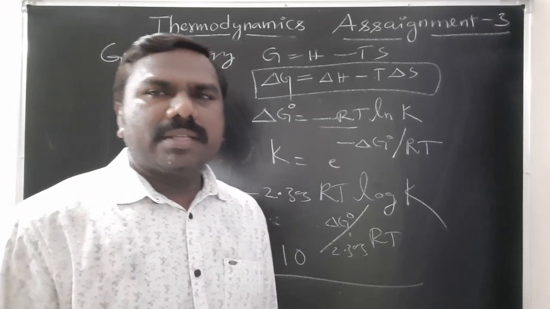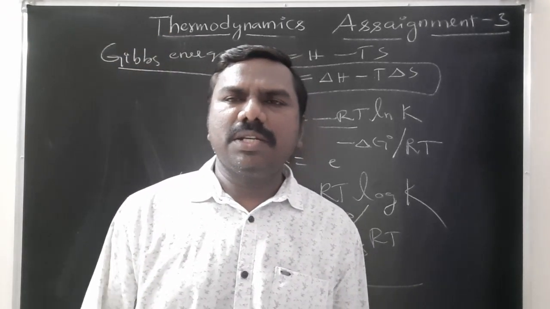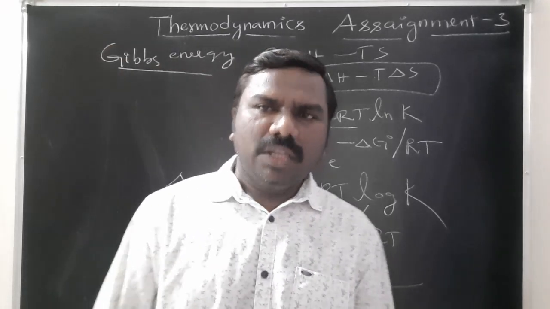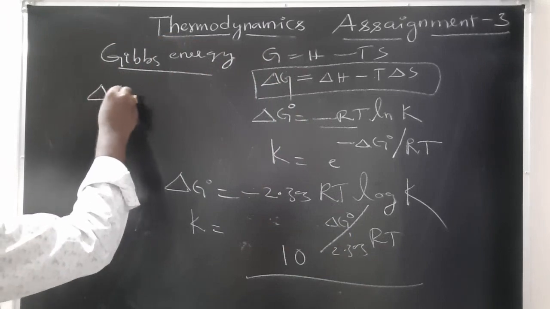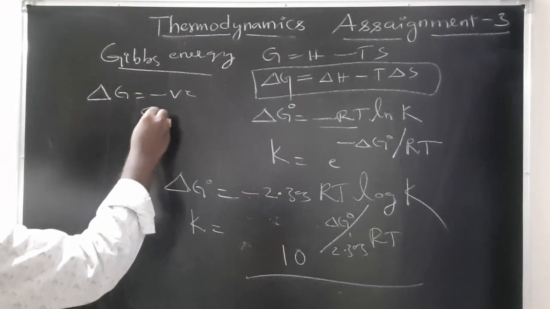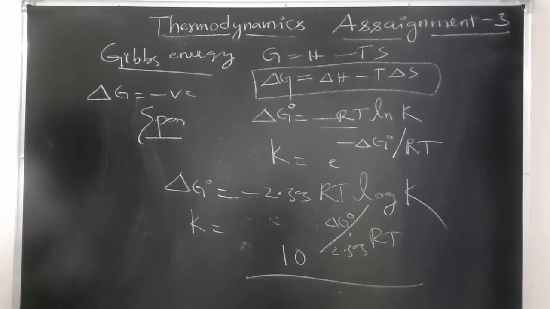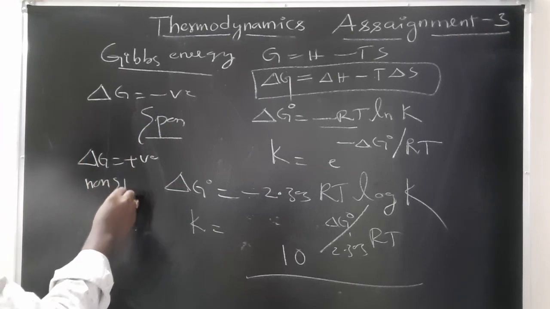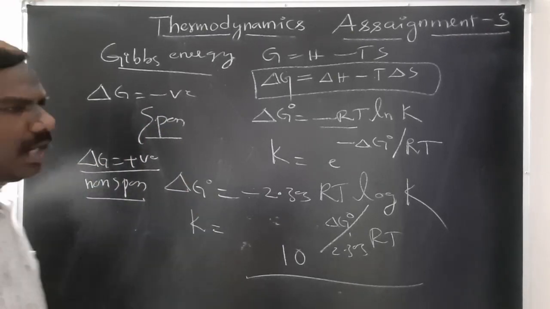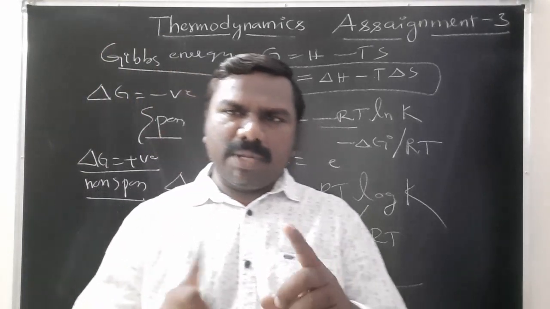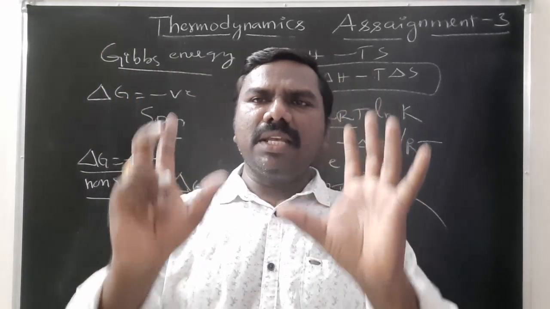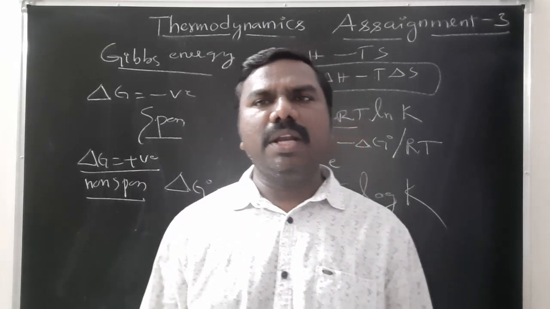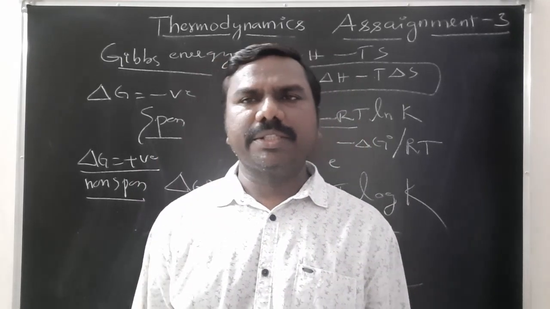So these are the formulas for delta G, the Gibbs free energy change, the useful work done by the system. If delta G is negative, that reaction is called a spontaneous reaction. If delta G is positive, that reaction is called a non-spontaneous reaction. Non-spontaneous means the reaction will not happen on its own; by an external agency only it will happen. Spontaneous means the reaction will happen on its own. That is called a spontaneous reaction.